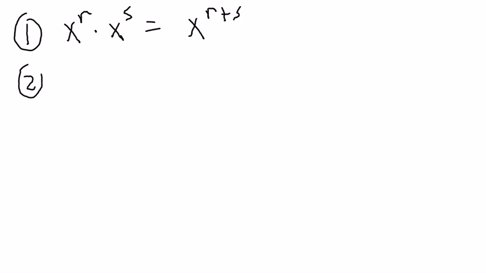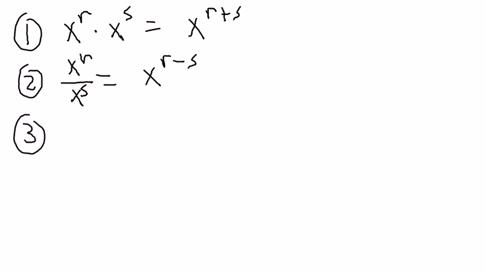With exponents, we should know that if you have x to the r power times x to the s power, we add those powers. It's x to the r plus s. If you divide them, x to the r divided by x to the s, it's x to the r, numerator, minus denominator. If you raise a power to a power, x to the r to the s power, you multiply, so it's x to the rs.